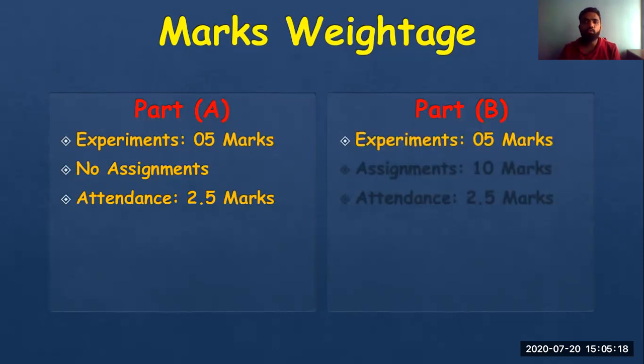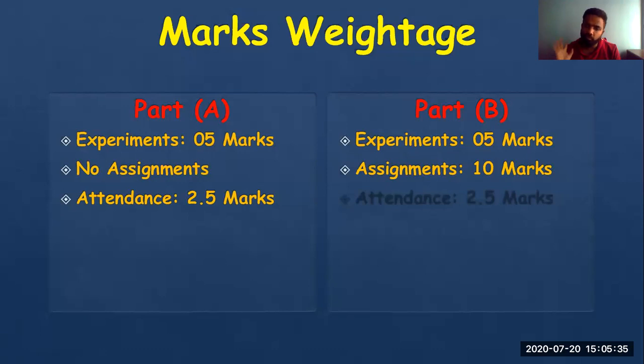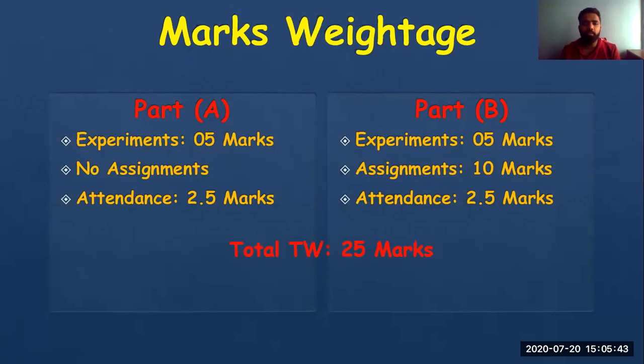When you go to part B, that is strength of material, it will have 5 to 6 experiments. It will have 5 marks. Then there are 5 assignments. These assignments are totally based on strength of material. These assignments are not at all the part of materials and metallurgy. They are wholly and solely based on SOM. Another thing is attendance. It will also be 2.5 marks. So if you overall estimate it, it will get to 25 marks. So the total term work marks is 25.